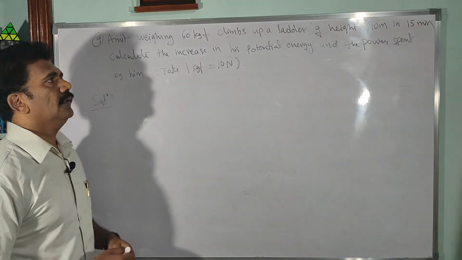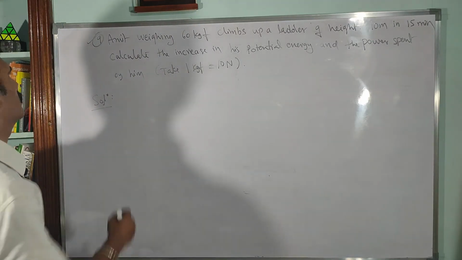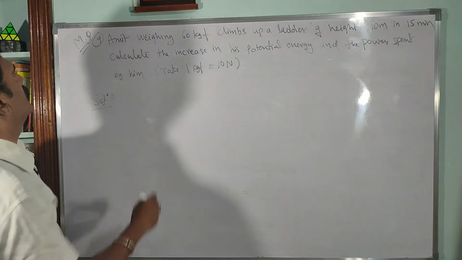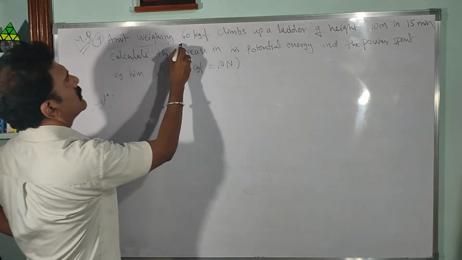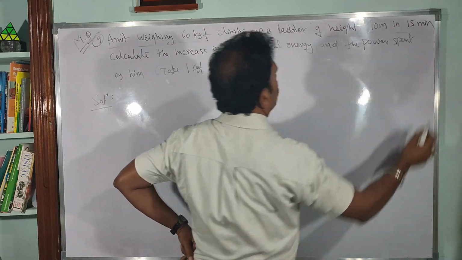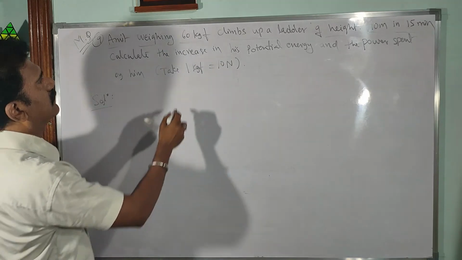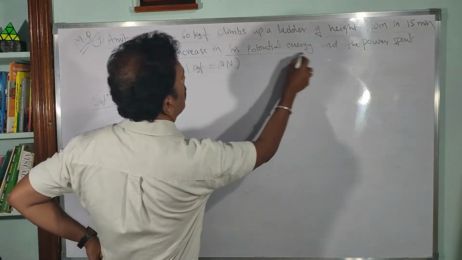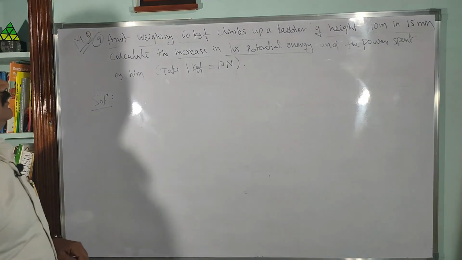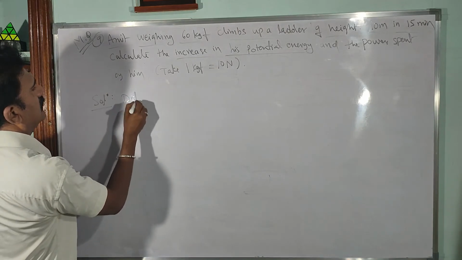Okay, now look at the next problem, which is taken from the model question paper in your textbook. In this problem, Amit weighing 60 kg climbs up a ladder of height 10 meter in 15 minutes. You should remember those values. Calculate the increase in his potential energy and the power spent by him. So consider the given data first. What is the given data here?